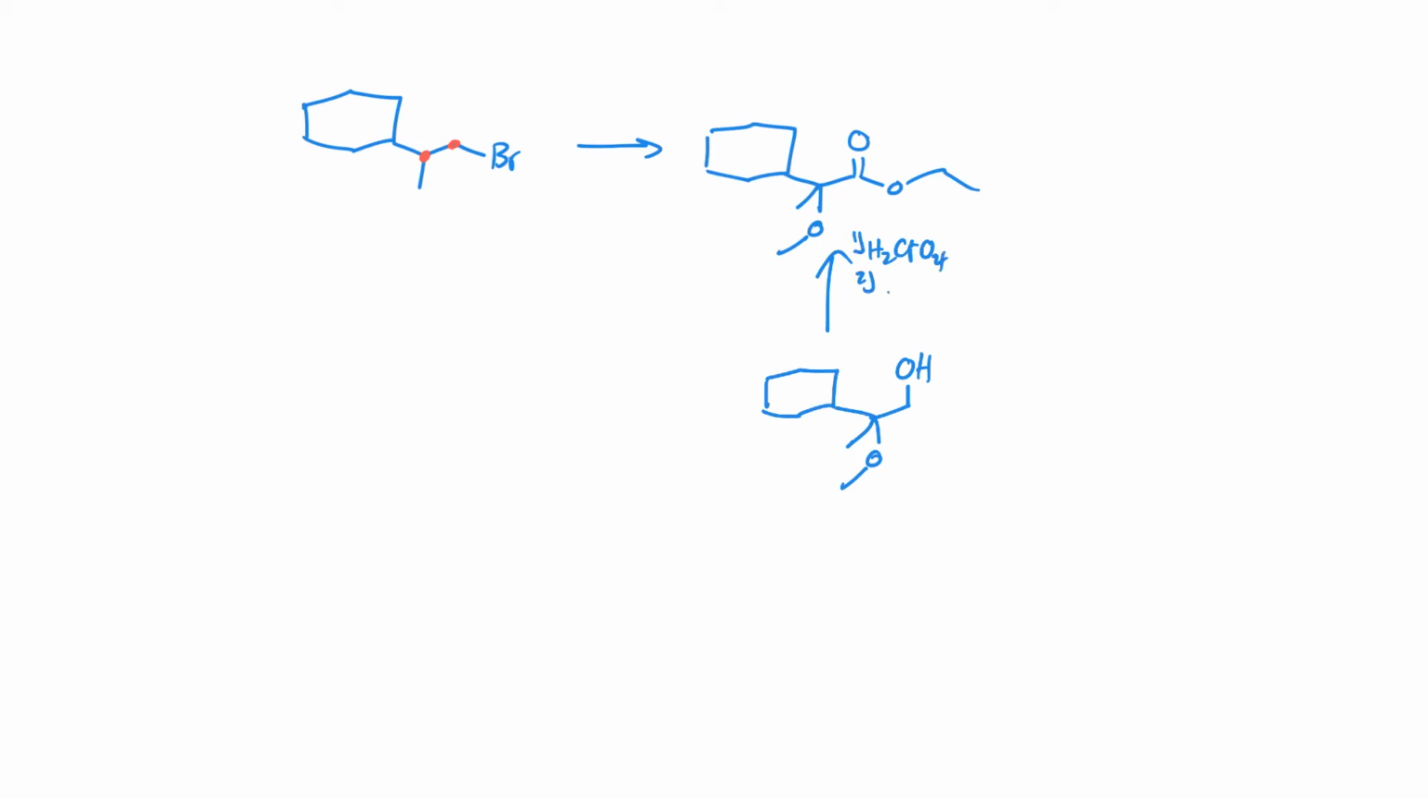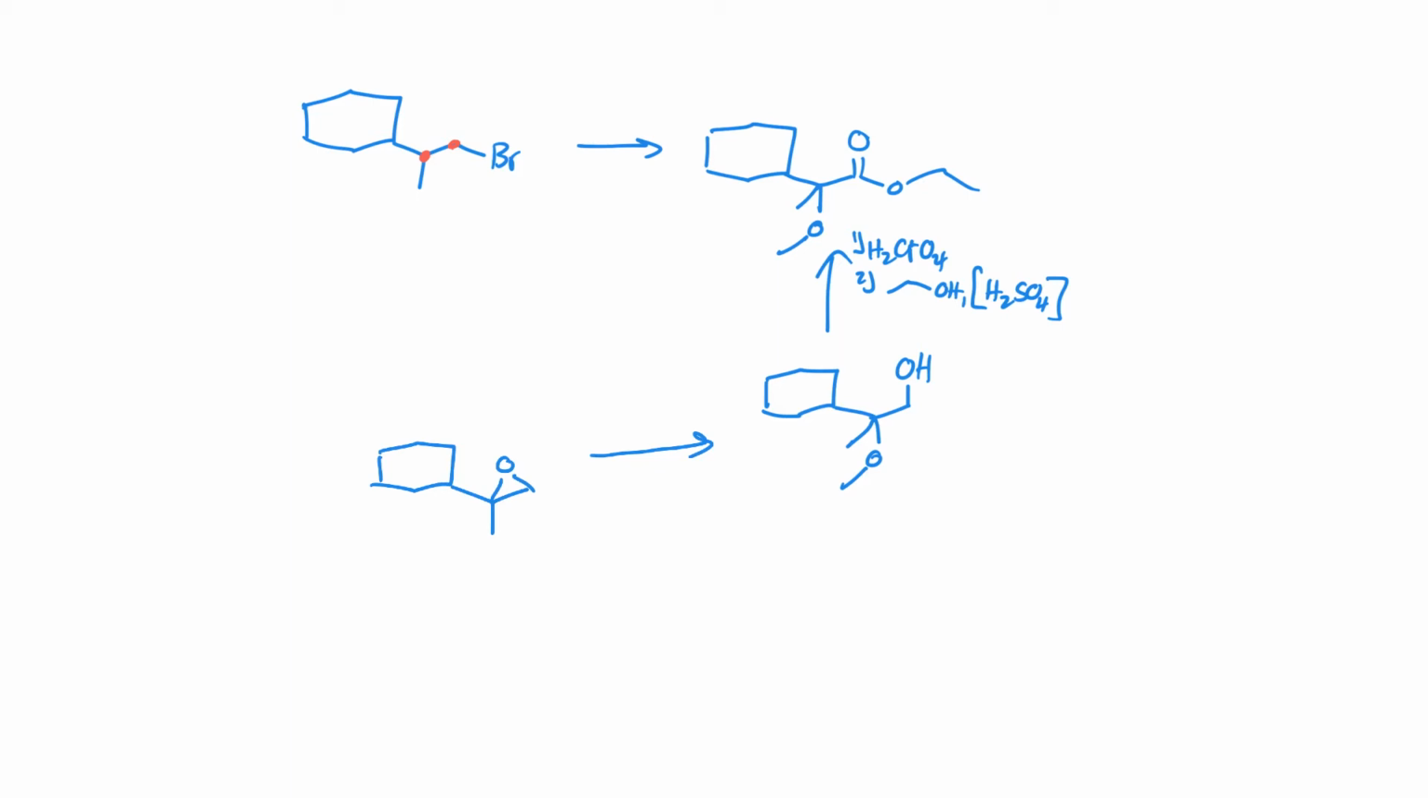And then I can react it with ethanol and catalytic acid to turn it into the ester. So if I get that primary alcohol, how can I make that primary alcohol? I might be able to ring open an epoxide with some sort of methoxy or methanol if I can make it ring open on the tertiary side. So what if I had an epoxide here that looks like this?